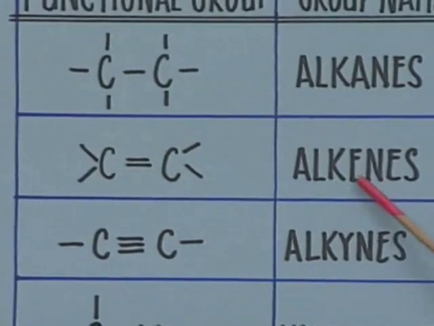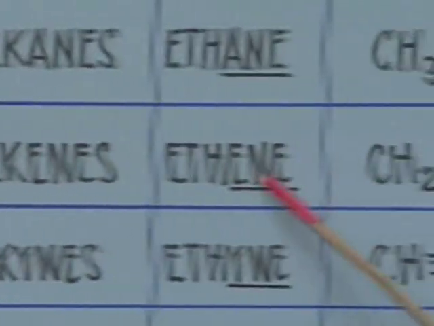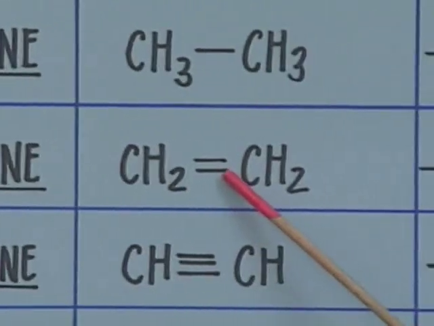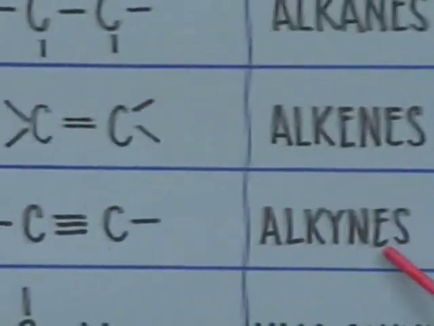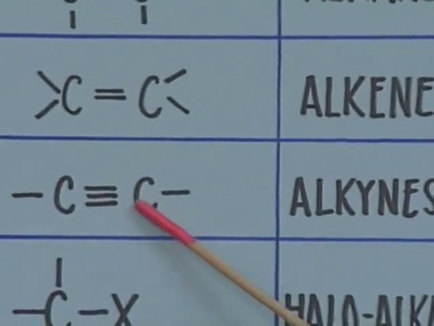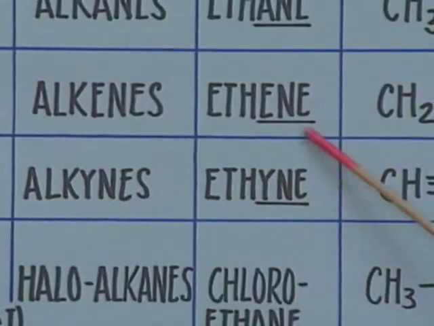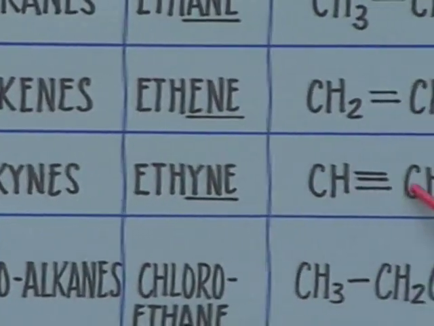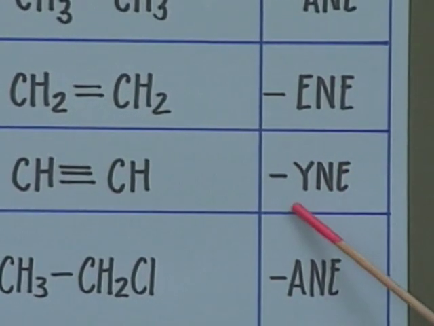When we have the alkenes, we will have a double bond between the carbon atoms, like ethene, and there is the double bond, can you see? The name ends in -ene. Now, the alkynes have a triple bond between the carbon atoms. That is our functional group. Let's take the example of ethyne, where we have 2 carbon atoms with a triple bond in between, and now the name will end in -yne.